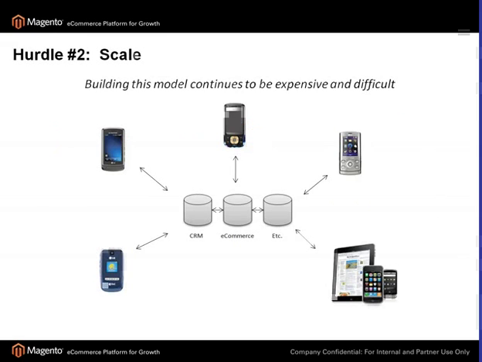Hurdle number 2, if you solve the cost problem, scale is the next big one. And this model right here that I've written on the slide is actually extremely difficult to build, where you have these integrated systems in the middle, and then around those you have all your devices, and you continue to roll out each device in an efficient way so that it's integrated from the get-go. Very difficult to pull off, very difficult to manage inventory across devices and different types of apps. So that's hurdle number 2, is scaling the administration and the data integrity of each device that you add to your mobile commerce offering.